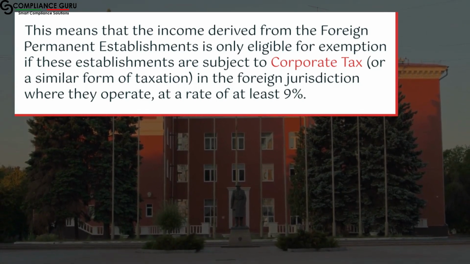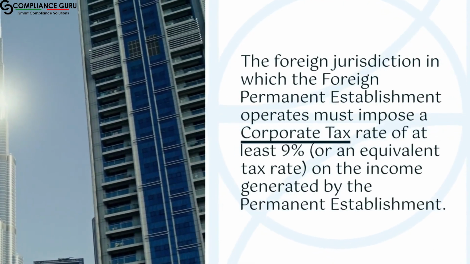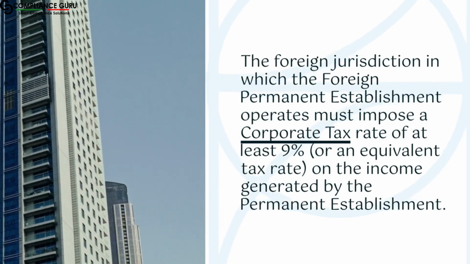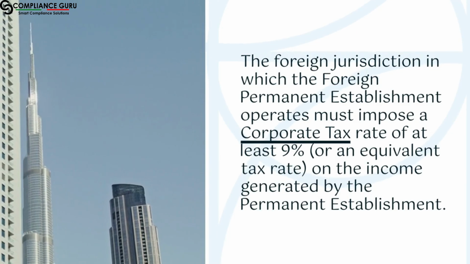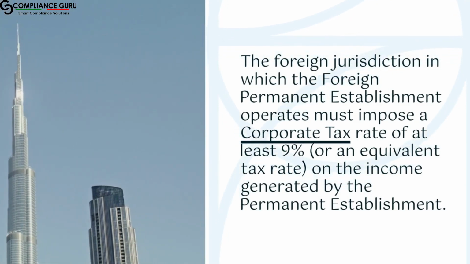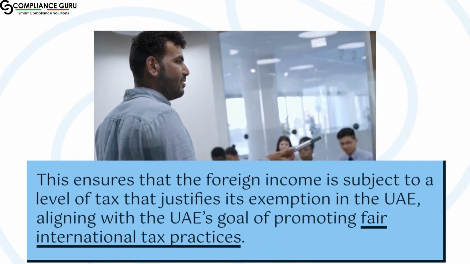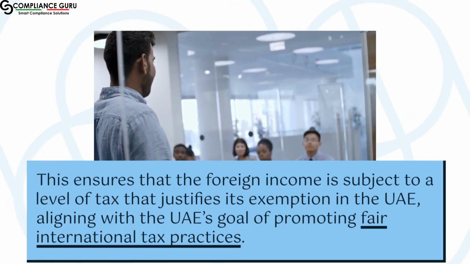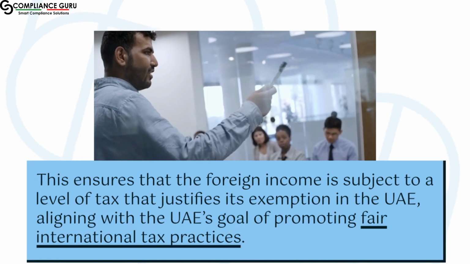A. Minimum tax rate condition. The foreign jurisdiction in which the foreign permanent establishment operates must impose a corporate tax rate of at least 9%, or an equivalent tax rate, on the income generated by the permanent establishment. This ensures that the foreign income is subject to a level of tax that justifies its exemption in the UAE, aligning with the UAE's goal of promoting fair international tax practices.